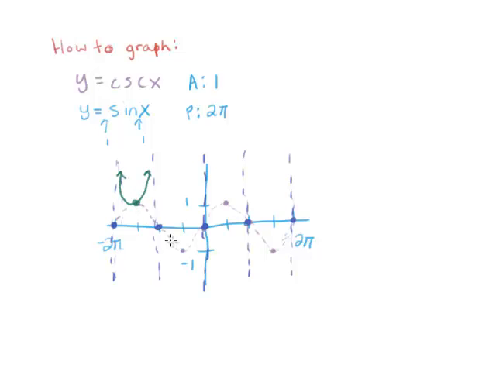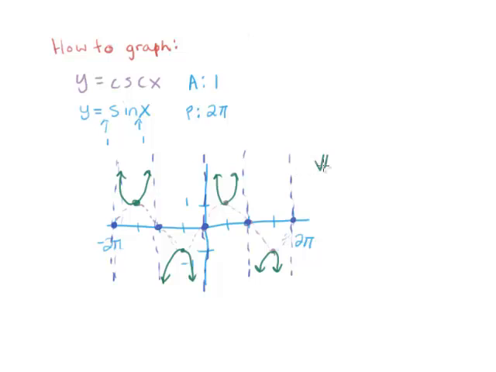And then we finish off by, at the top of each of these, we draw a U shape going up. At the bottom, a U shape going down. Up, down. And that's our cosecant graph, the part with the U shapes.